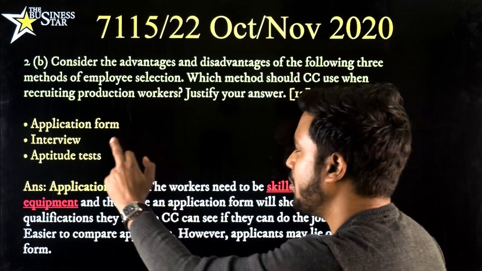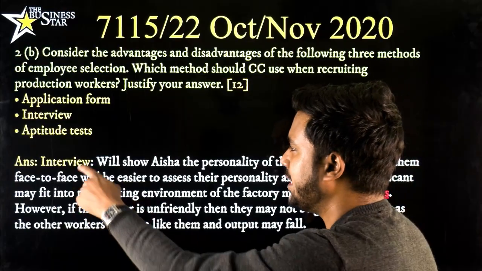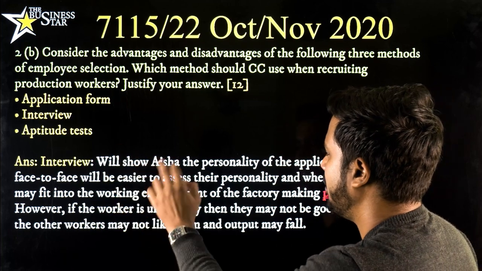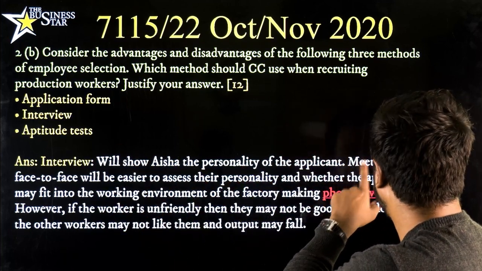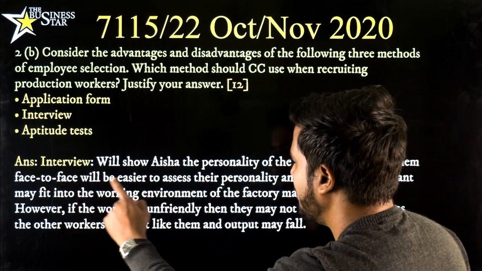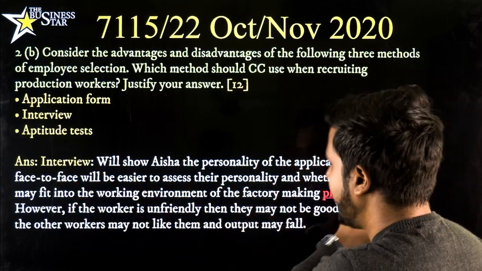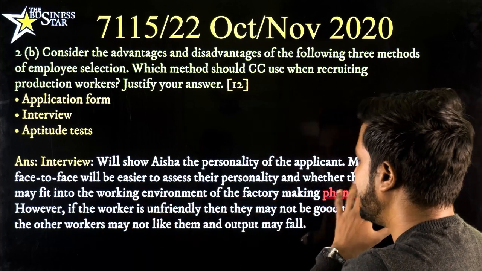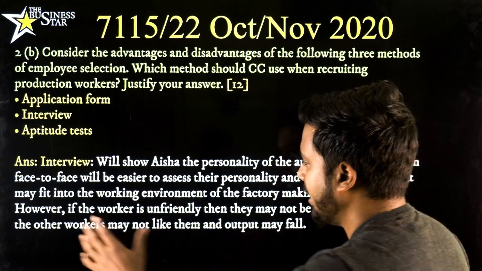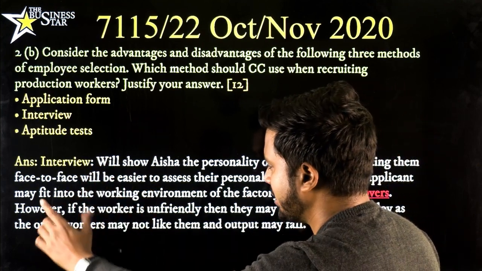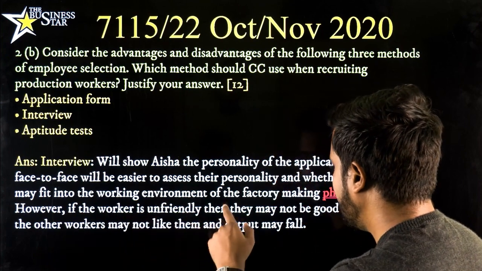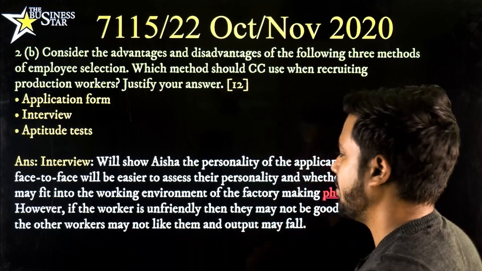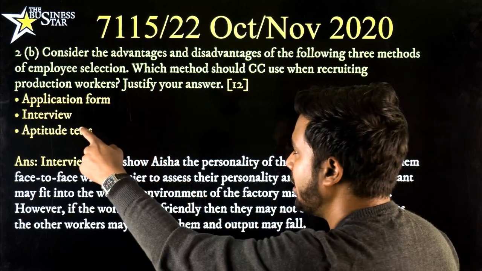Okay, so let's move on to the second part, which is the interview. Over here, we'll be using 2 advantages and 1 disadvantage. So the first advantage is it will show Aisha the personality of the applicant. The second advantage is meeting them face to face will be easier to assess their personality and whether the applicant may fit into the working environment of the factory making phone covers. The word phone cover is basically the application taken from the case study. And the disadvantage is, however, if the worker is unfriendly, then they may not be good to employ as the other workers may not like them and output may fall. So this is the disadvantage of the second part, which is the interview.